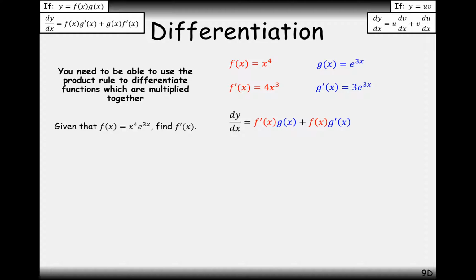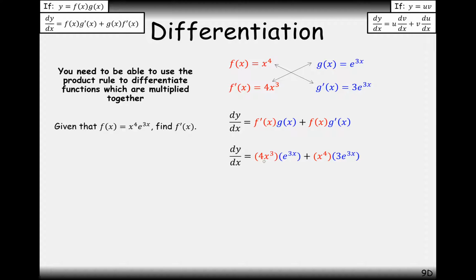Now, all that's left for us to do, now that we've done this basic work, is to just substitute the results into the formula. So f dash of x is going to go in first, then it's going to be e to the 3x, so effectively multiplying these two together. And then it's going to be x to the 4 times 3e to the 3x, so effectively timesing these two together. So substitute them into your formula.